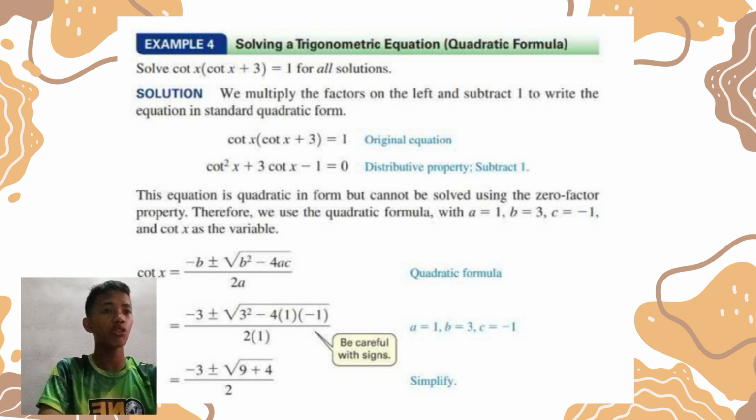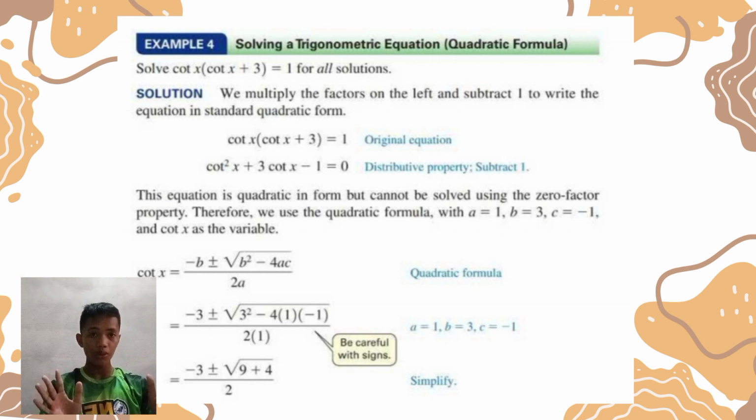This equation is quadratic in form but cannot be solved using the zero factor property. So we cannot use the zero factor property. Therefore, we must use the quadratic formula with a equal to 1, b equal to 3, and c equal to negative 1, and cotangent x as the variable. We have cotangent x equal to negative b plus or minus the square root of b squared minus 4ac, over 2a. This is the quadratic formula. Then we substitute.